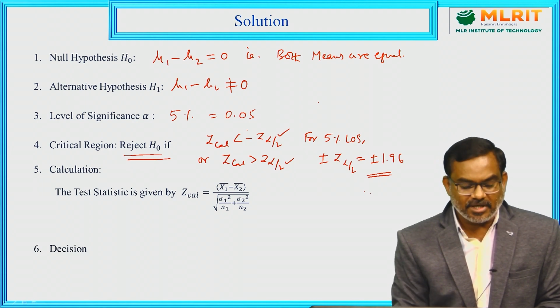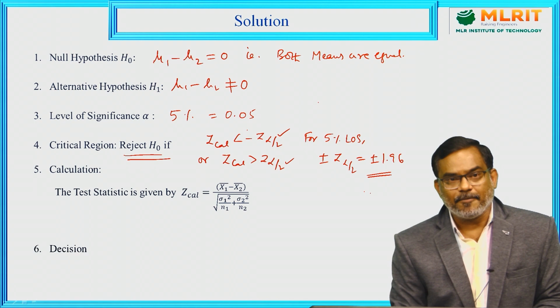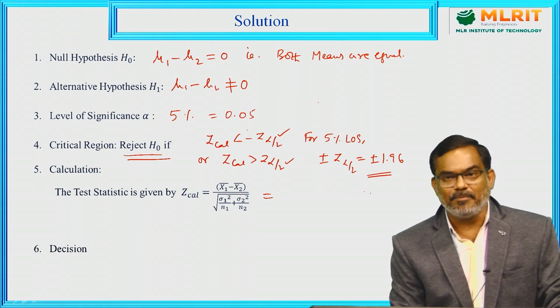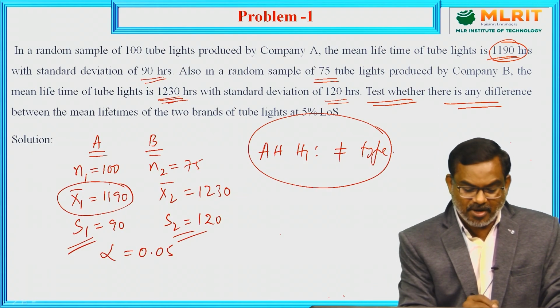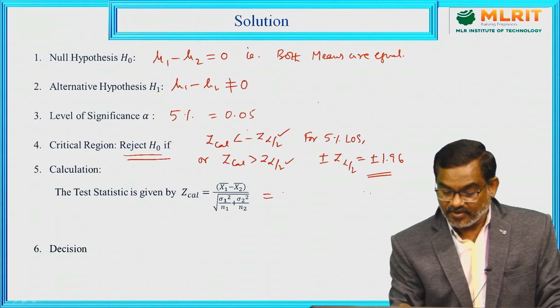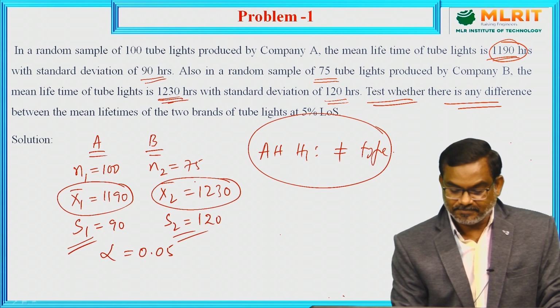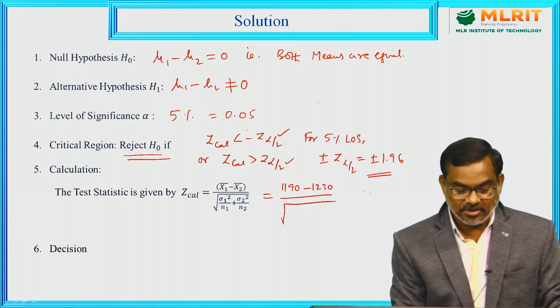Now, coming to the next step, calculation part. The test statistic is given by Z calculated is the difference between the two sample means. Now, once again, here we have x1 bar is 1190. So, 1190 minus x2 bar is 1230 divided by under root S1.